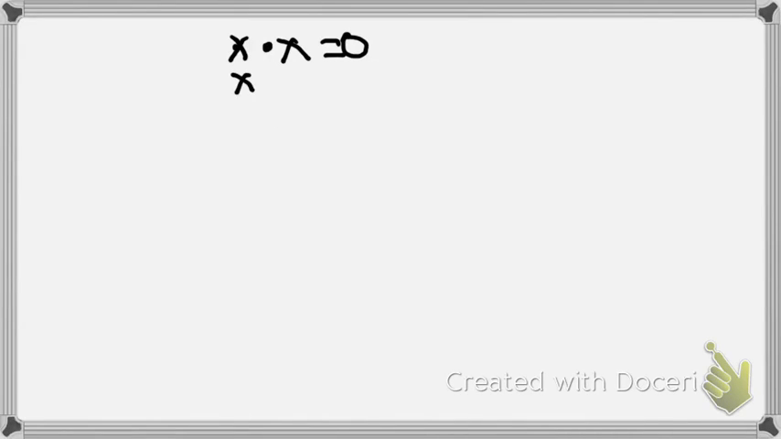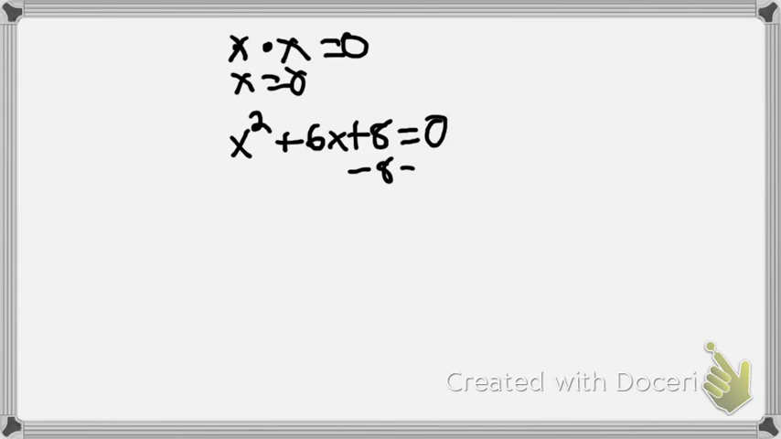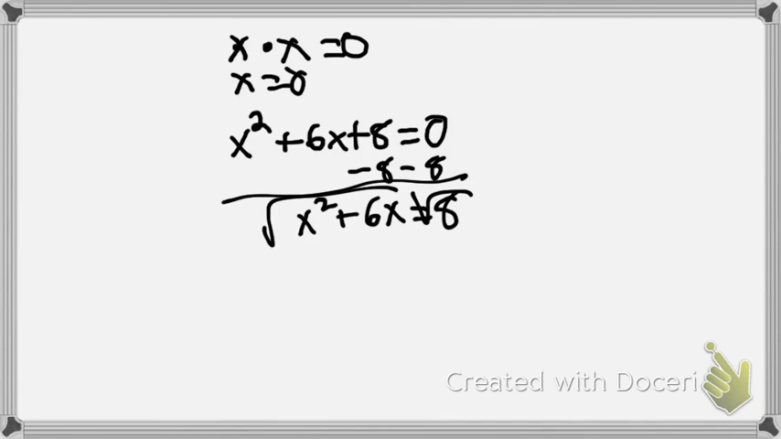If we have x times x equals 0, x equals 0, but what if we have something like this? x squared plus 6x plus 8 equals 0. Well, we can't really solve for x here. We can subtract 8, that gives us x squared plus 6x equals 8. Take the square root of that, and we have what? What's the square root of x squared plus 6x? I don't know. Square root of 8 is like 2 radical 2, but that doesn't do me any good because I can't get x equals whatever over here. Okay? So can't do that.